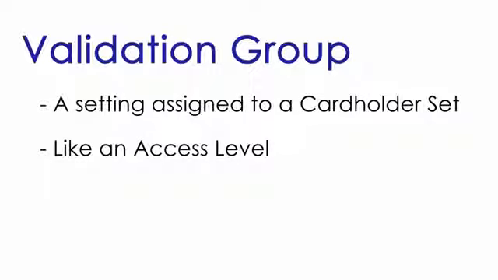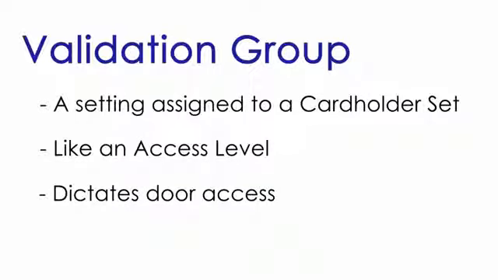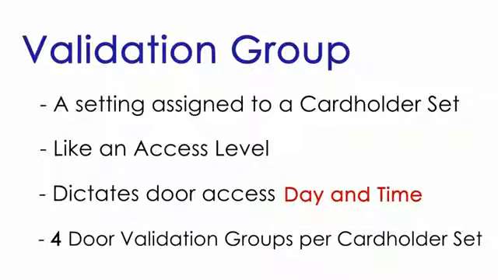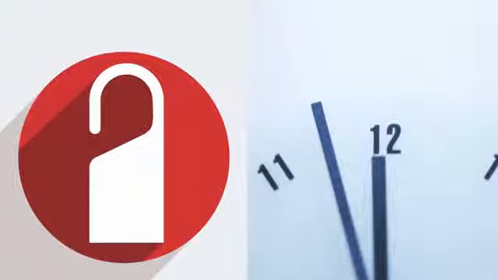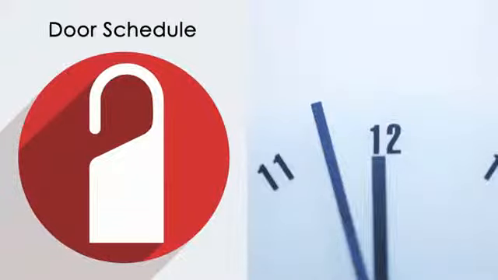Consider a validation group as an access level. A validation group dictates which doors an individual has access to, and the specific days and times they can get into those doors. There can be a total of 4 door validation groups assigned to any cardholder set. Within every validation group, there is a door schedule, or which areas can be accessed, and a time zone, what times these areas can be accessed.